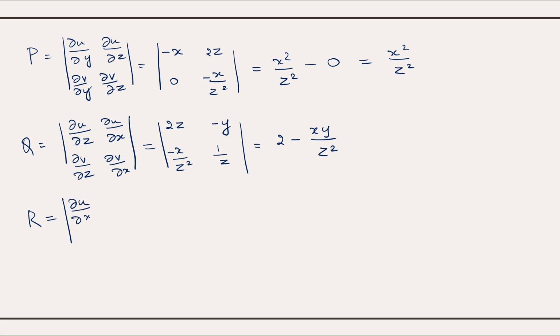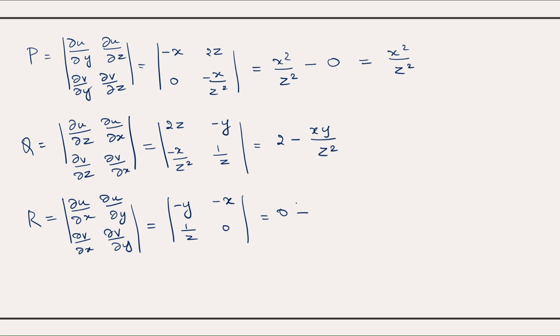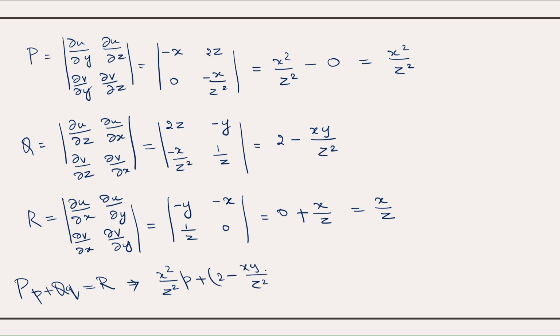And capital R. Capital R is the determinant of dou u by dou x, dou u by dou y, dou v by dou x, dou v by dou y. Substituting the derivatives, this is minus y, minus x, 1 by z, and 0. Multiplying it, this gives you 0, minus of minus x by z, which is plus, so x divided by z. So the answer is x divided by z. Now put it in the equation, capital P into small p plus capital Q into small q is equal to R. So this gives you x square by z square into small p plus (2 minus xy by z square) into small q is equal to x by z.